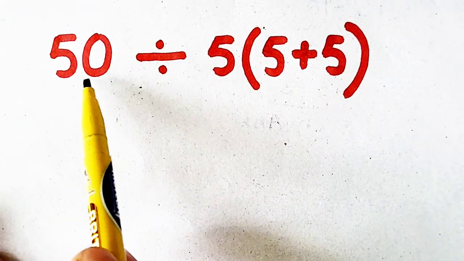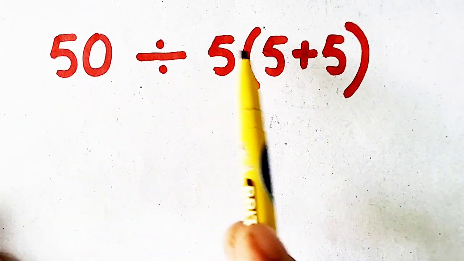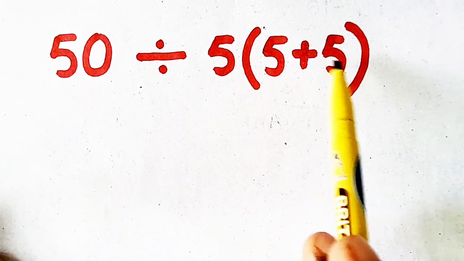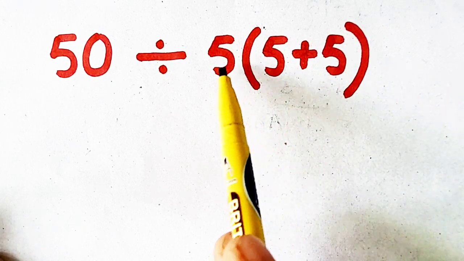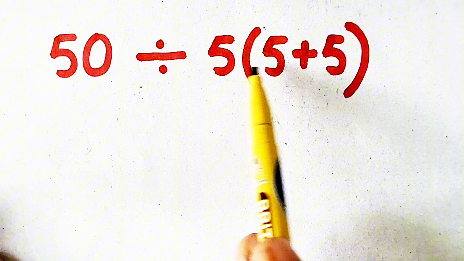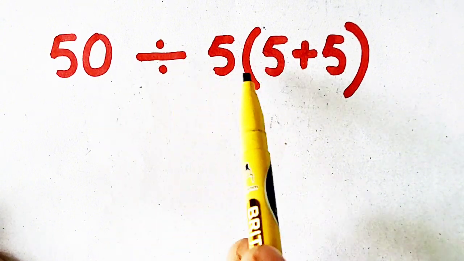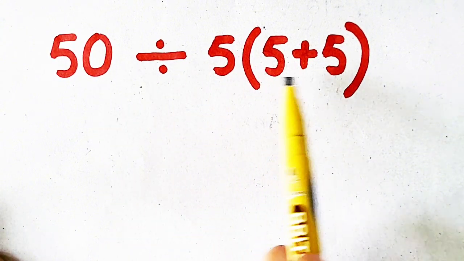Look at the question. It's 50 divided by 5, and then multiplied by 5 plus 5. Find 5 plus 5. 5 plus 5 is 10. 10 and 5 are multiplied to get 50. 50 divided by 50 will be equal to 1.